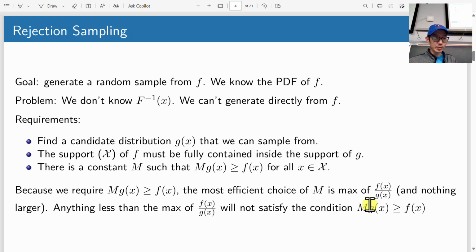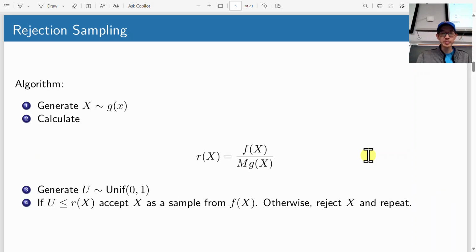Otherwise you'll have kind of like a wasted space there, okay? All right, and so the way it works is we're going to just go ahead and generate a value from G.